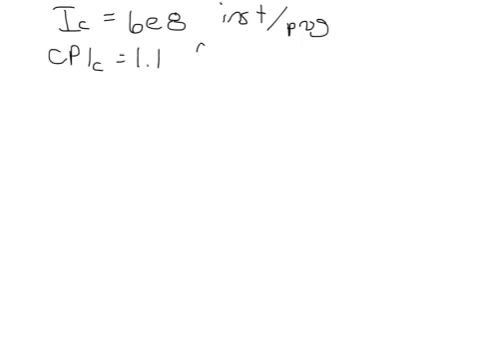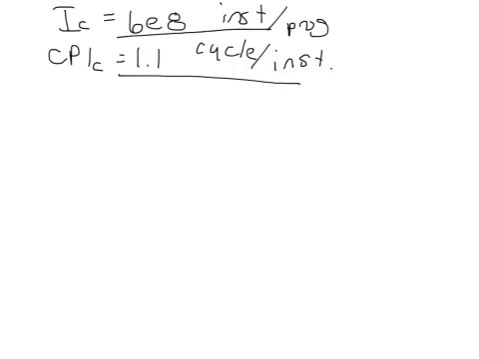Part C. A new compiler is developed that uses only 6 times 10 to the 8th instructions. So this is our new instruction count for compiler C, and it has an average CPI of 1.1. So that's pretty amazing improvement. Not only did it use a lower CPI than one of the computers, but it also reduced the instruction count. So that's an amazing improvement.